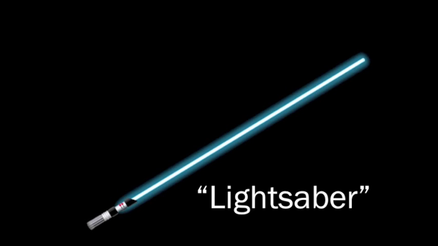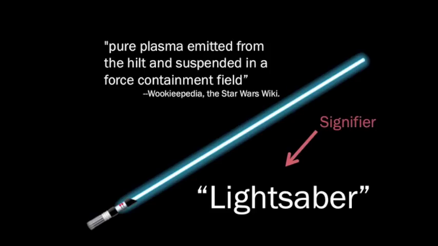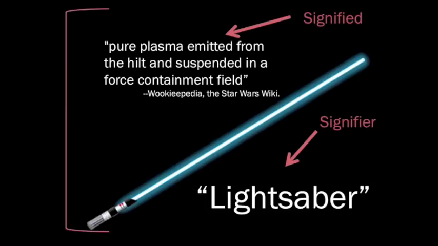The word lightsaber from Star Wars would be our signifier. The term lightsaber refers to a weapon of pure plasma emitted from the hilt and suspended in a force containment field, according to Wikipedia, the Star Wars wiki. This meaning or concept behind the Star Wars weapon is called the signified. The combination of both the word lightsaber and the meaning mentioned above is the sign.